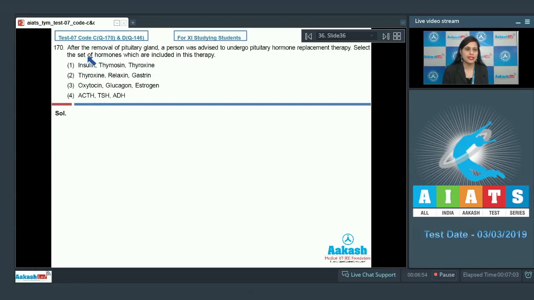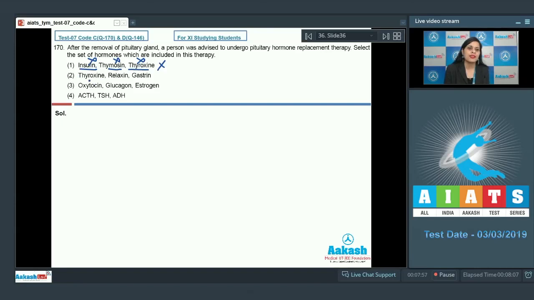Question number 170. After the removal of pituitary gland, a person was advised to undergo pituitary hormone replacement therapy. Select the set of hormones which are included in this therapy. And the very first option is insulin, thymosin, and thyroxine. And this is an incorrect option because insulin is a pancreatic hormone, thymosin is produced by thymus gland, and thyroxine is produced by thyroid gland. So these are the hormones which are not secreted by pituitary gland.